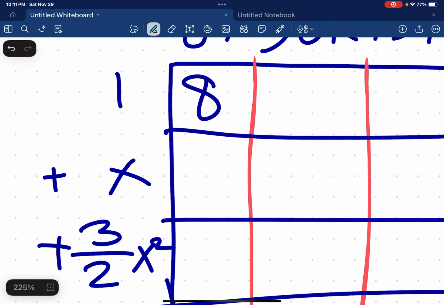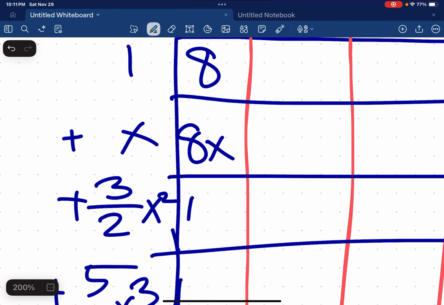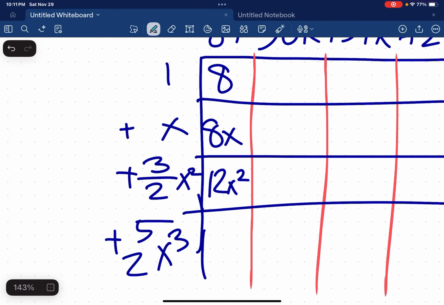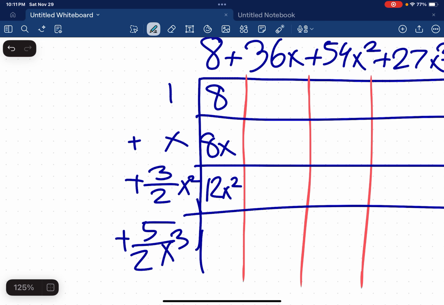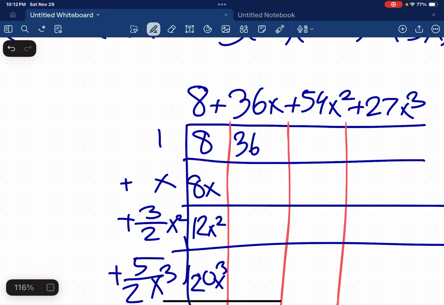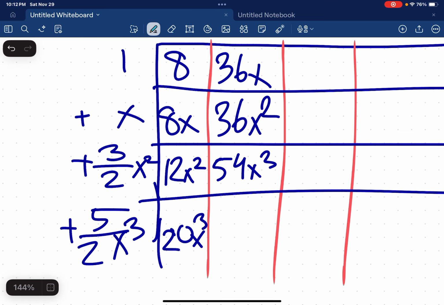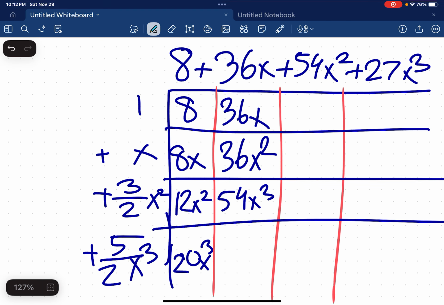So we'll have 8x, 8, 16, 24 divided by 2 is 12x squared. 8 times 5 is 40 divided by 2 is 20x cubed. You have 36x squared. Let's see, 36 times 3 divided by 2 is going to be equal to 54x cubed. Something went wrong. I have no clue what went wrong.